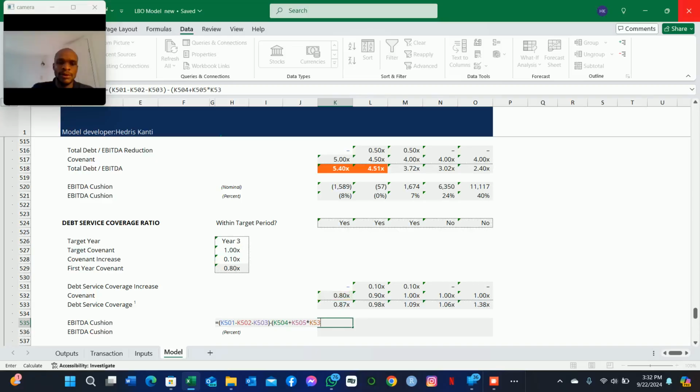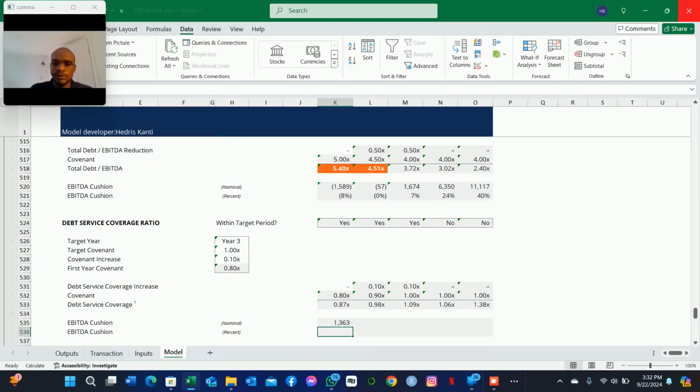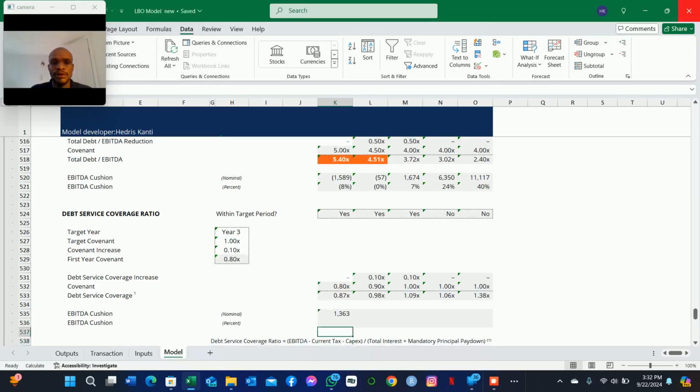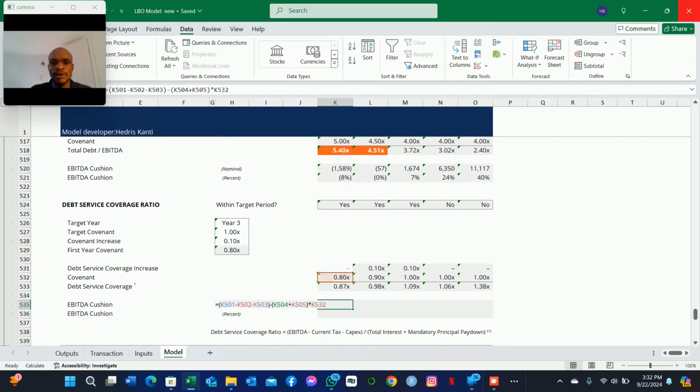So we have to be very careful here. We have to close that bracket, and then we multiply that by our target covenant in the first year of 0.8 times. So we have it set up there in place. It's very, very important in modeling.